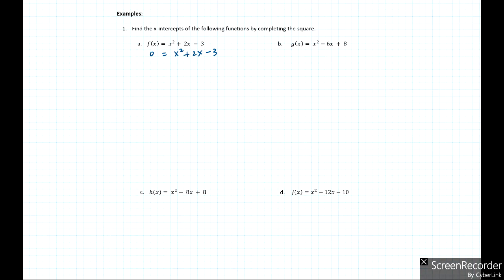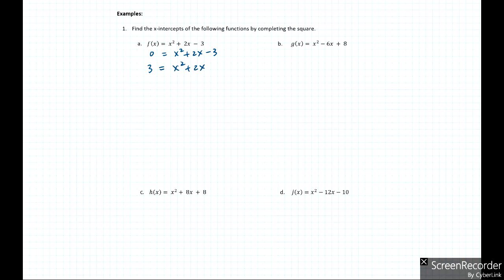That's always going to be our end goal. And to make the process or the notation a little bit easier to follow, we're going to keep the variable terms on one side and move the constant to the other side. So here minus 3 is a constant, so we are going to get this to the other side by adding 3 on both sides. So we would have 3 is equal to x squared plus 2x. Once we have this form, then we're ready to start completing the square.